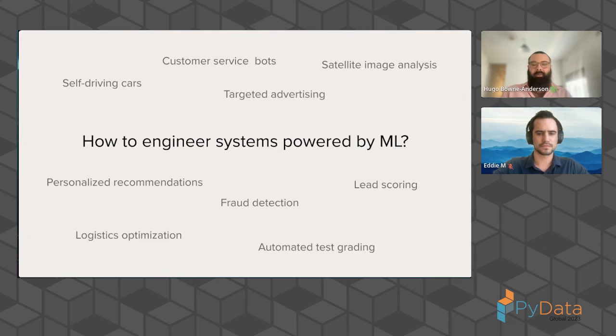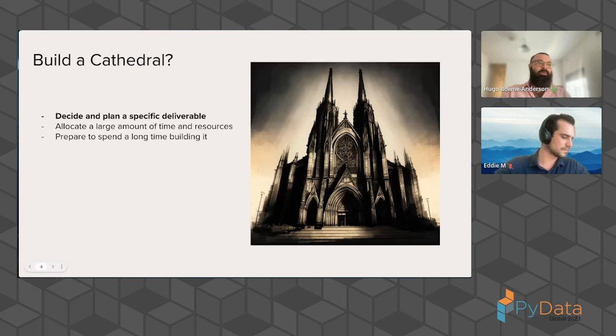So what are we talking about when we're talking about full stack machine learning? We're talking about an engineering discipline and how to engineer systems powered by machine learning, okay? Such as self-driving cars, targeted advertising, fraud detection, lead scoring, the whole gamut of the types of things we talk about and build, okay? So the question is, what type of thing are we building?